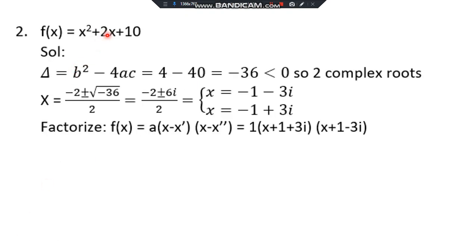If you have x squared plus 2x plus 10, you want to factorize it also. You do delta, which is b squared minus 4ac. So it's 4 minus 40, which is minus 36, less than 0. So we have two complex roots. We don't have real roots, but complex.